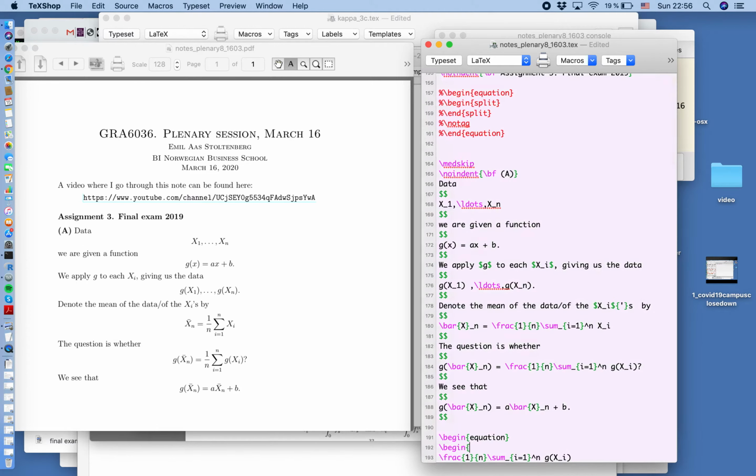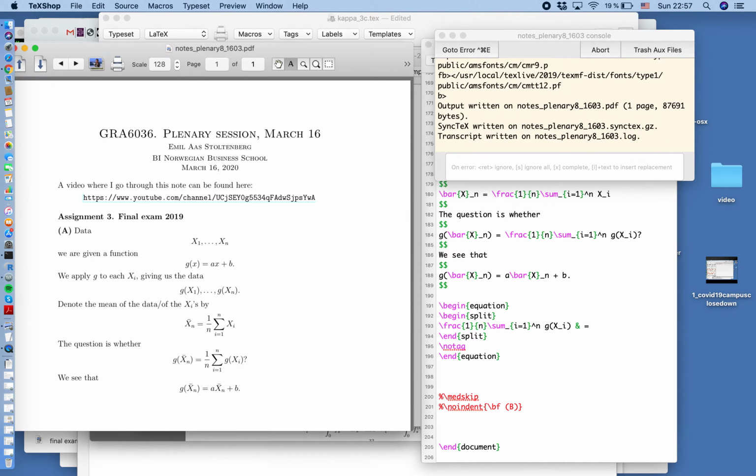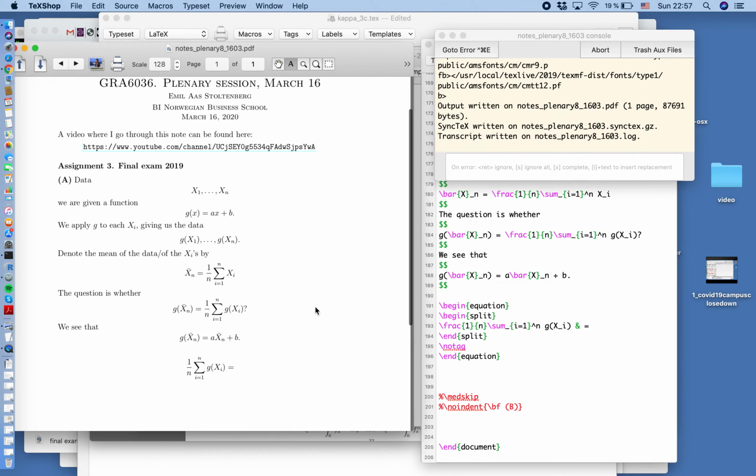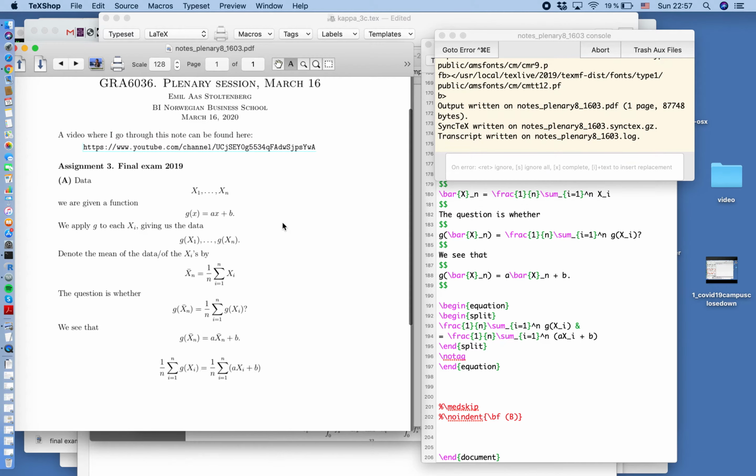Okay, so here's the mean. So the first thing we do is that we replace g(x_i) by a times x_i plus b. Okay, so we just insert the definition of g. So then we take a parenthesis outside, and we take a times x plus b. So that is just inserting the definition for g.